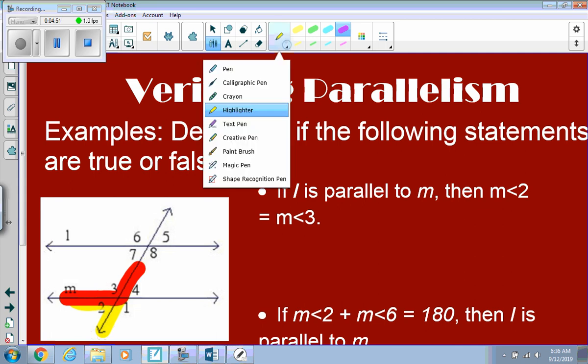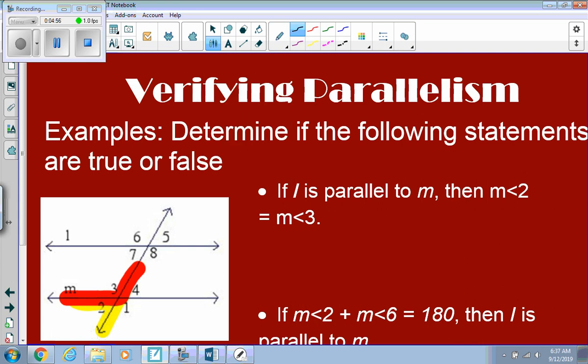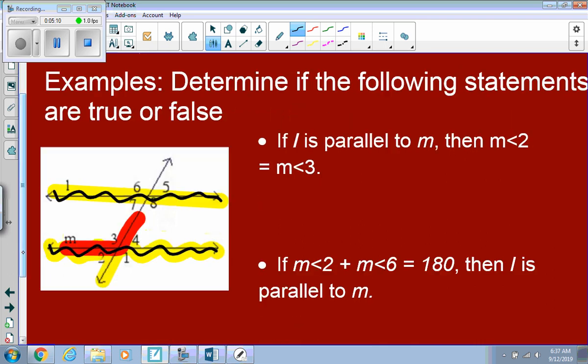So linear pairs are only on one parallel line. If we're trying to prove that line L is parallel to line M, we would have to have information on both of those lines. And here we only know something about M, so it's not enough information. So this would be false, and it's because it's a linear pair. Linear pairs do not prove lines to be parallel. Not enough information there.